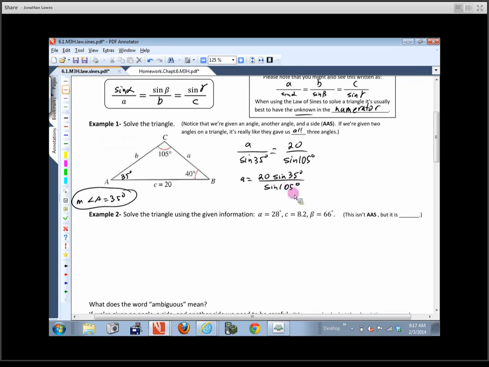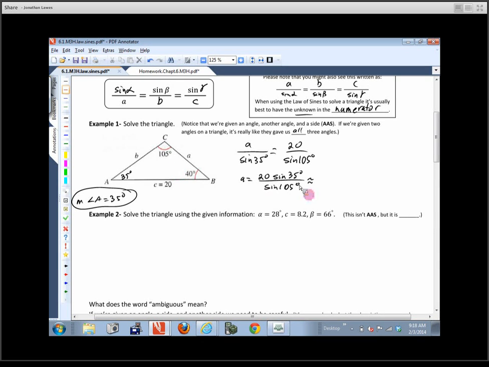Now, just like always, kind of take a guess at what's going on here. This is the biggest angle. That's going to be the biggest side. This is 35 degrees. This is 40 degrees. So when I plug this into the calculator, we're expecting an answer that is bigger or smaller than 20. It's going to be smaller, right? Because these other angles are smaller, they're going to create smaller sides, right? A lot smaller or a little bit smaller? Yeah, quite a bit smaller, okay?